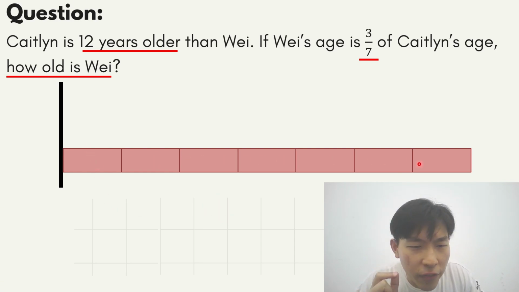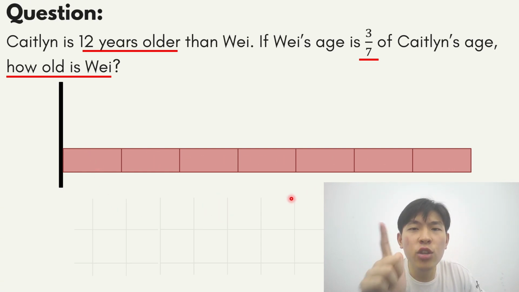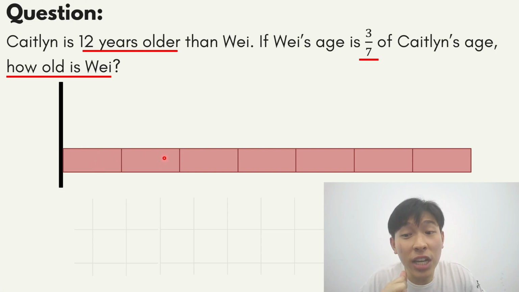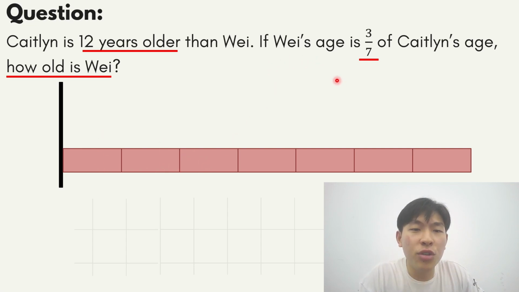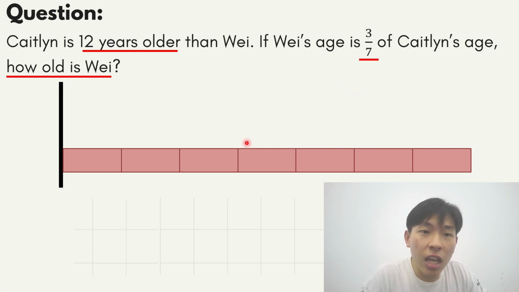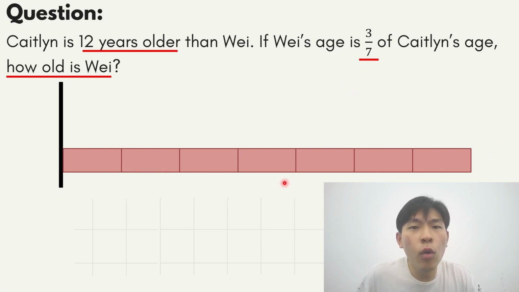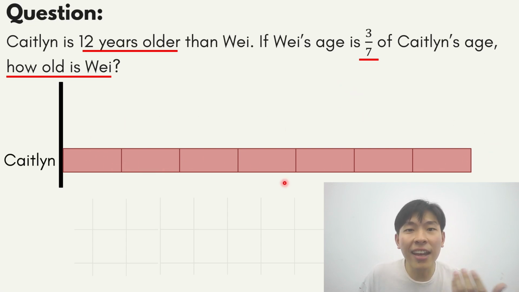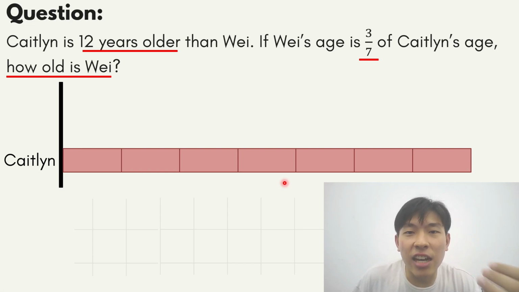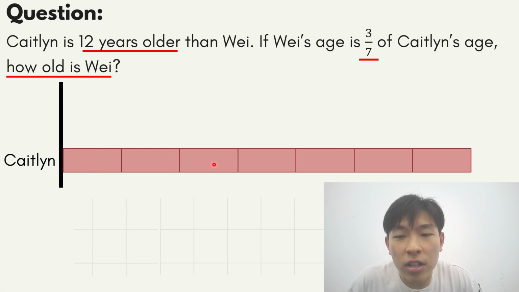This 1, 2, 3, 4, 5, 6, 7. 7 boxes, 7 units. Whose age is this? Or to make it easier, just now we said that I want to shade 3 boxes. Whose age is this? Very nice. It is Wade's age. These 3 boxes is Wade's age. Wade is 3 out of 7 of Kaylin's age. So these 7 units. Whose age is this? It's Kaylin's.